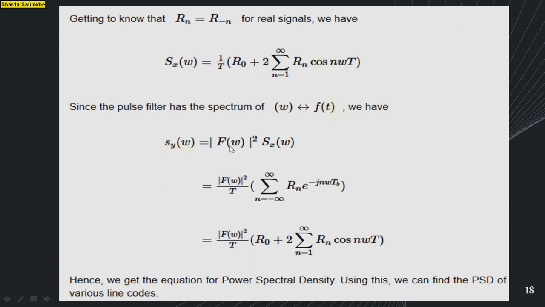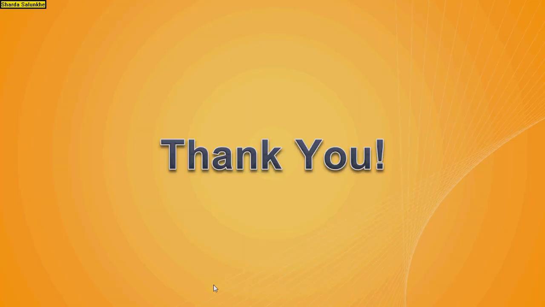We have Sy(ω) equals |F(ω)|² Sx(ω), that is |F(ω)|² divided by T summation n equals minus infinity to infinity R(n) e^(−jnωT), which equals |F(ω)|² divided by T [R0 plus 2 summation n equals 1 to infinity R(n) cos(nωT)]. Hence we got the equation of the power spectral density. Using this we can find the power spectral density of the various line codes. Thank you.